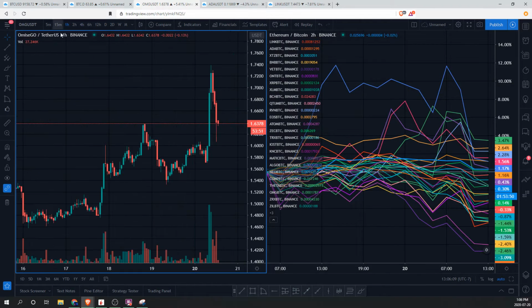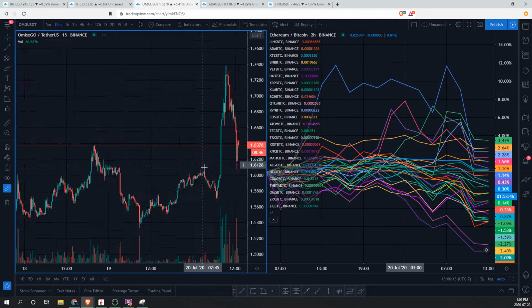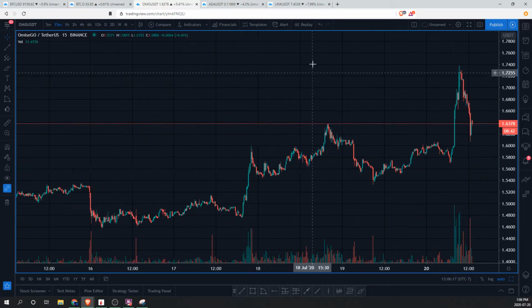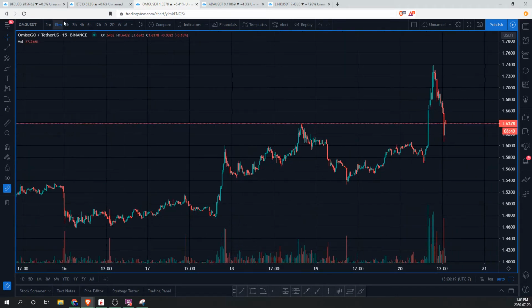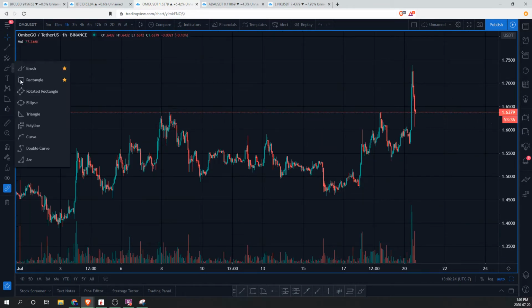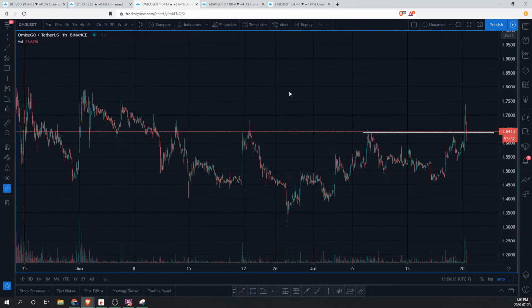Wow. Let's go to the 15 here. Yeah, I don't know if I'd trade this. The moves aren't very fluid. They're not waves. It just absolutely explodes. Don't love the smaller term price action, but you do see it's holding a nice level of previous resistance right around here. So let's go to the daily.